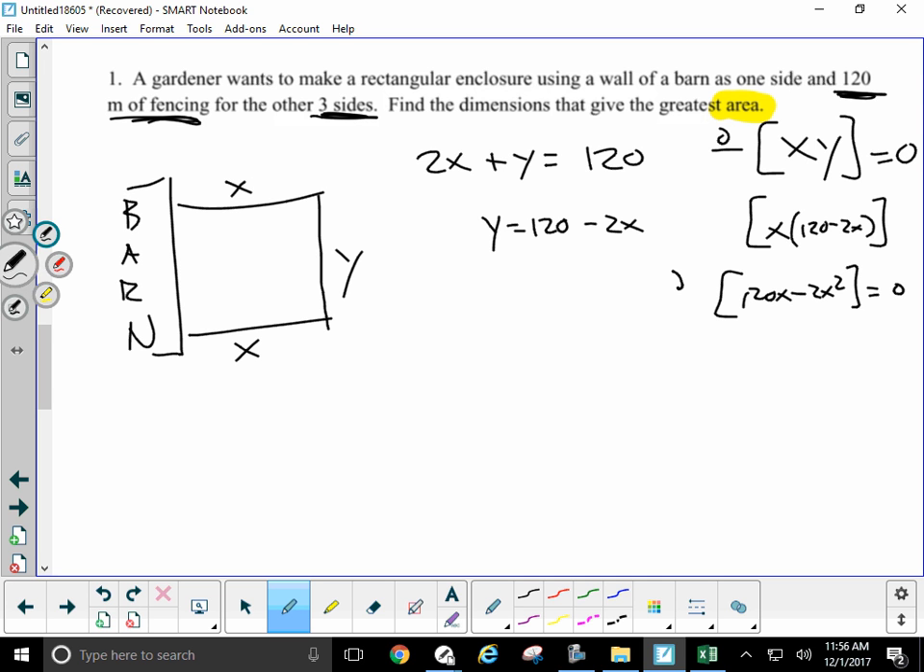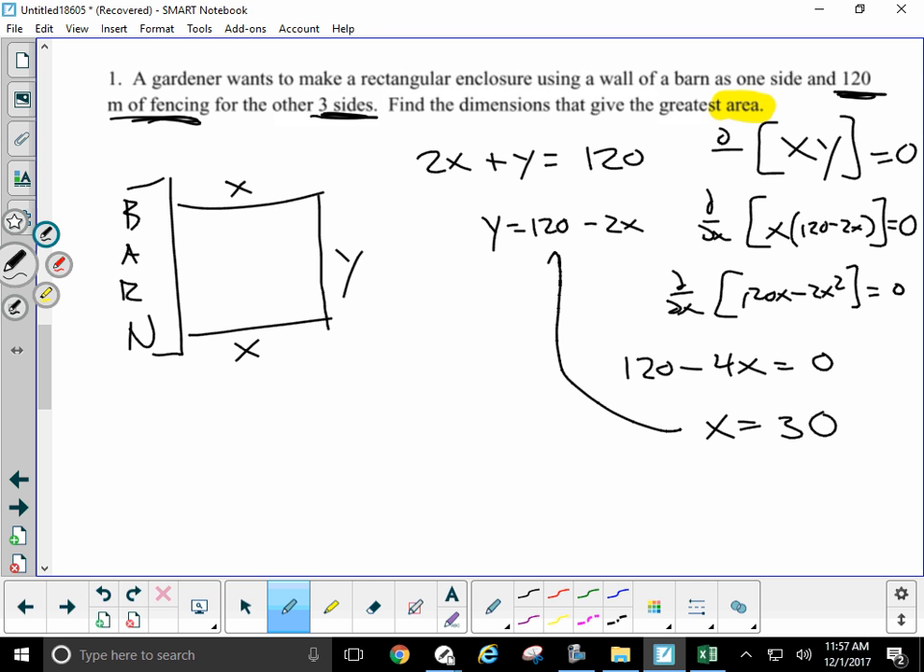Let's take the derivative of that with respect to x and set it equal to 0. 120 minus 4x is equal to 0. X will equal 30. Substitute back in. You'll get y is equal to 60. You'll find with these optimizing problems, the answers that make a lot of sense usually are the ones that are correct. But obviously I want you to be able to get these answers.